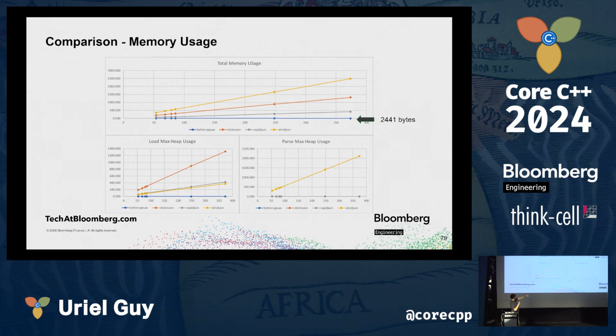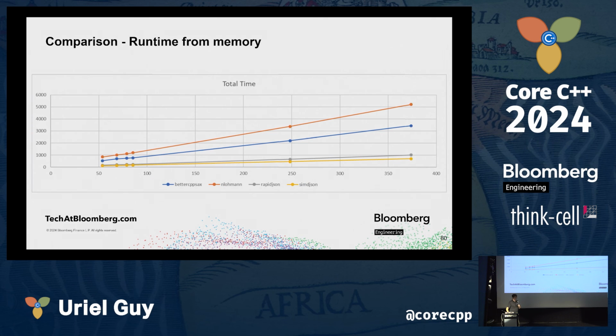SIMD JSON, for some reason, needs a lot of memory in this stage, which I'm not clear why, but that's their problem, not mine. Runtime. So this is the runtime where parsing JSON from memory. It's not the most performant one when it comes to performance. It's not what I was going for, but it's still doing better than nlohmann. Again, all linear, more or less.